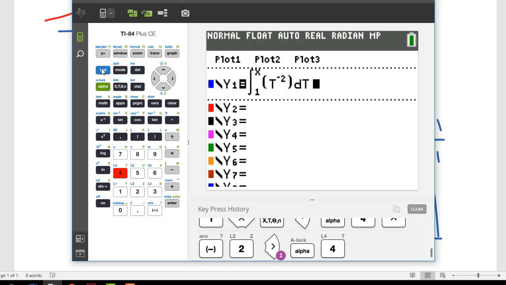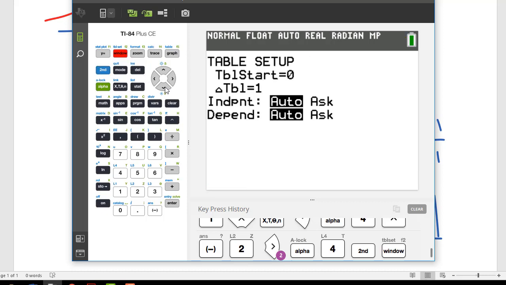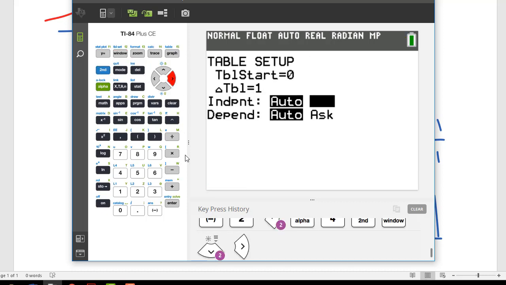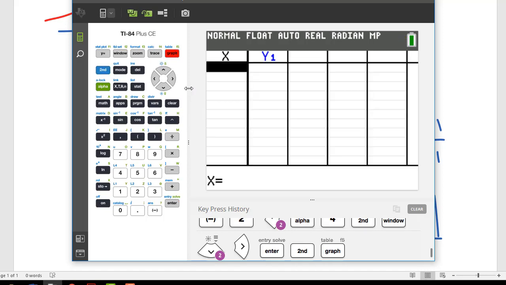And when I go to the table, I'm going to do this first. I'm going to do second window and go to the table set menu, and make the independent variable the ask option. Then when I go to the table, it's blank and I can plug values in. Keep in mind I integrated from 1 to x, so I'm going to let that x go to infinity.